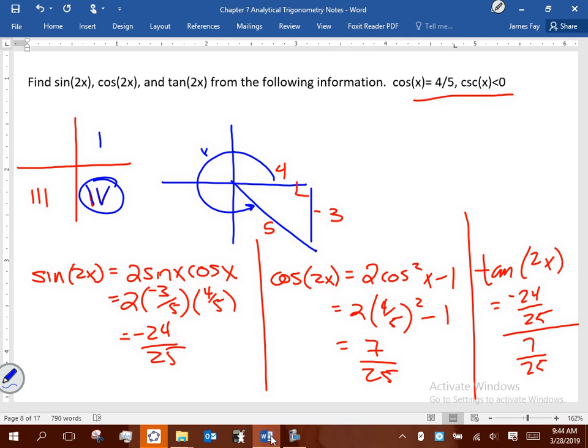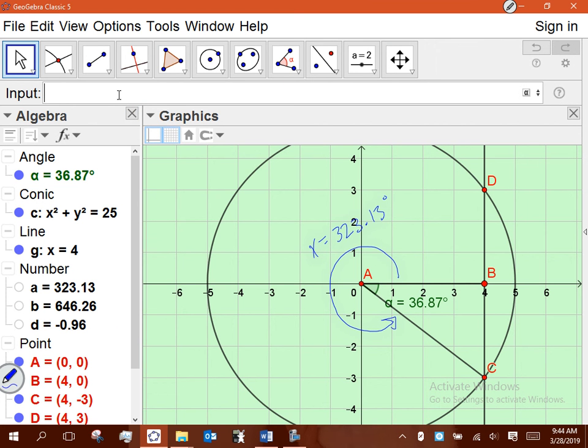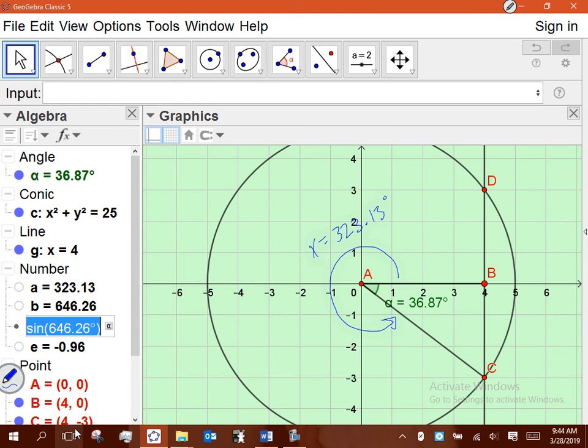Look at what we did here. Sine is negative 24/25, right? Well, hopefully you see it. That's 0.96. 24/25, multiply both by 4, you get 96 on top. But 24 divided by 25 has got to be negative. It gives me that same negative 0.96 that the sine of 646.26 is giving me. Okay? So that's kind of what we're talking about in that double angle, right?